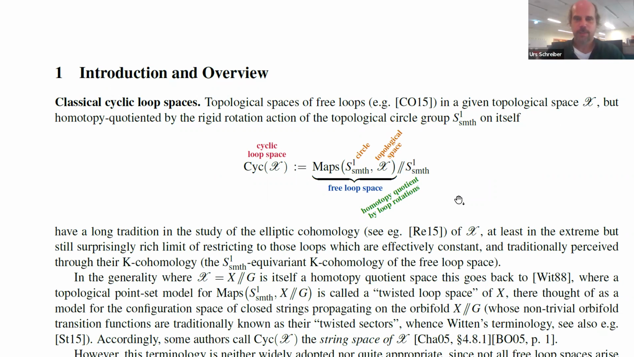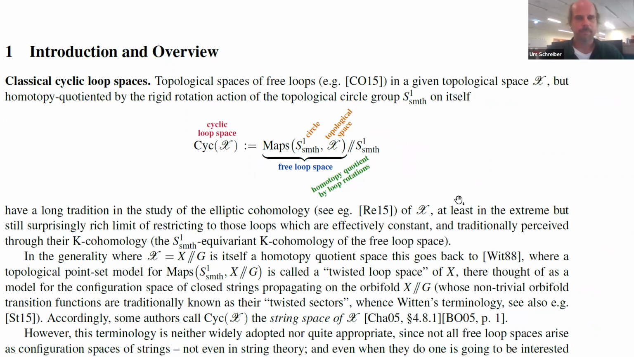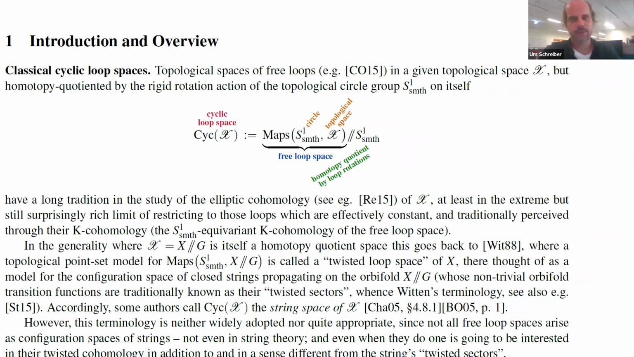And of course, spaces of this form have been of interest specifically in applications to elliptic cohomology for a long time, going back to 1988 when Witten argued that we're to think of these free loop spaces as being configuration spaces of closed strings that move around on this topological space, and who argued that the S1 equivariant K theory of that loop space, first of all, is the partition function or related to the partition function of the hadronic string on the target space. And moreover, as was understood then, is some kind of elliptic genus of that topological space.